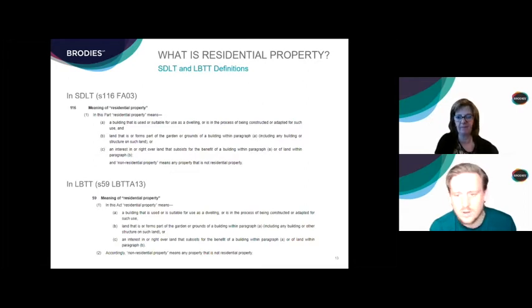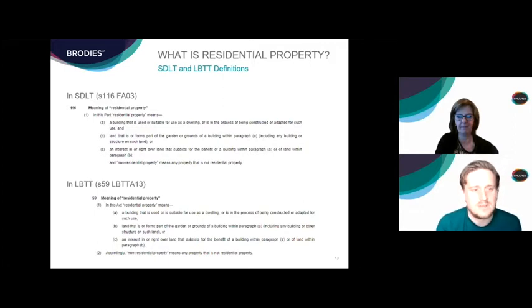I'll come on to a few overarching themes in a minute, but for now, the key thing I want to do is flag up that I think it's okay to look across SDLT and LBTT here, because the definitions in Section 116 of Finance Act 2003 and Section 59 of the LBTT Act are effectively identical. You can see them on the screen here.